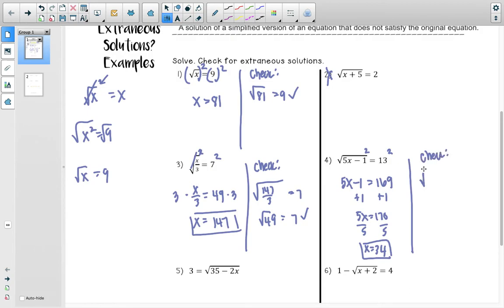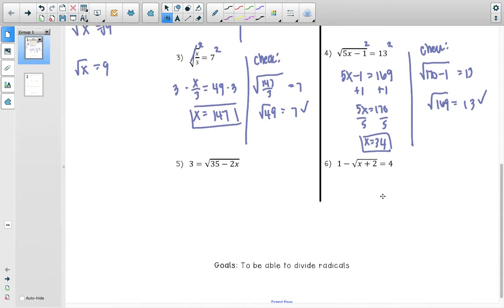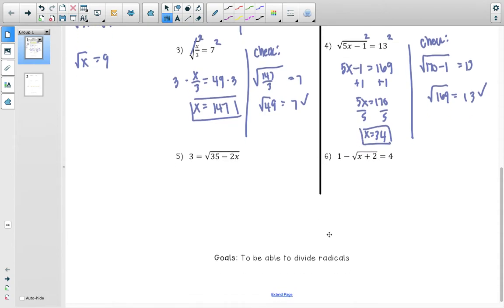So 5 times 34, 5 times the x, so I'm going to skip some steps, is 170. So we have 170 minus 1 equals 13. That gives us 169. And the square root of 169 is 13, so we're good. Okay. What side it's on doesn't matter. So I'm just going to skip to number 6 so I don't lose you with all these examples and you hopefully don't quit the video.